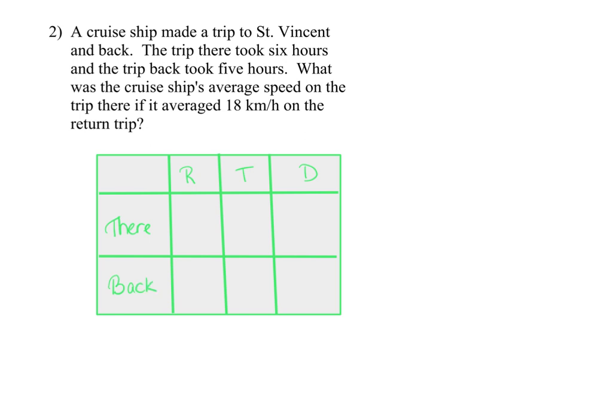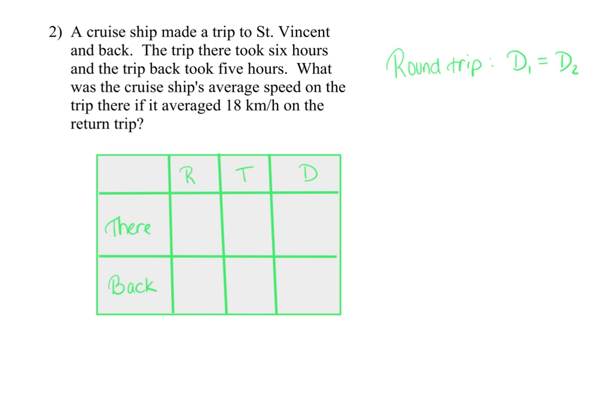All right? So now I'm going to fill in what I know. So yes, this is a round trip problem. For round trip problems, what do I do with those distances? I set them equal to each other. So I'm going to figure out what I know. The trip there took 6 hours. So I'm going to read through here. Cruise ship, there and back. The trip there took 6 hours.